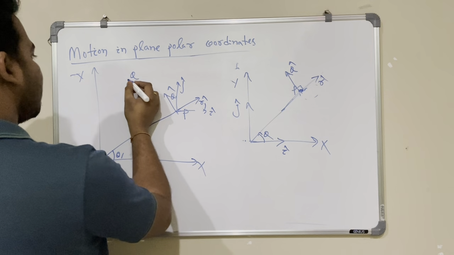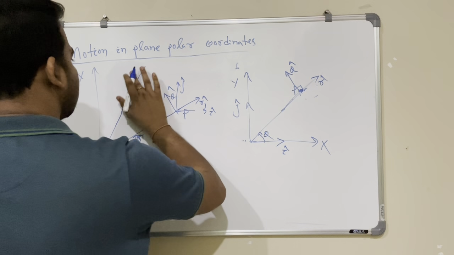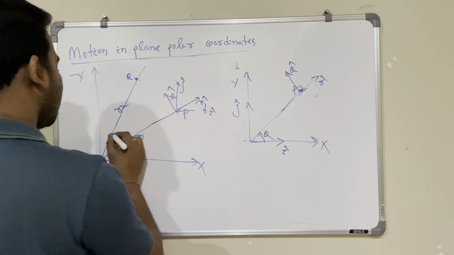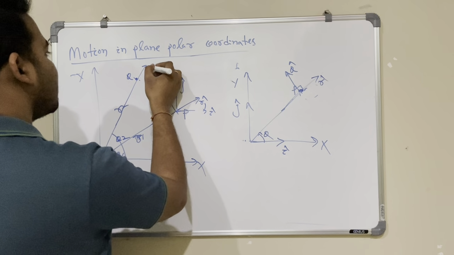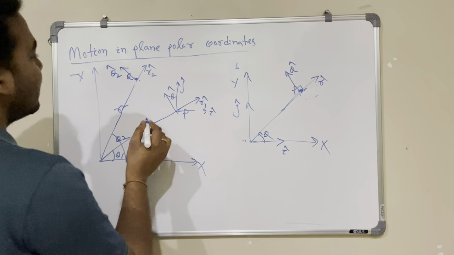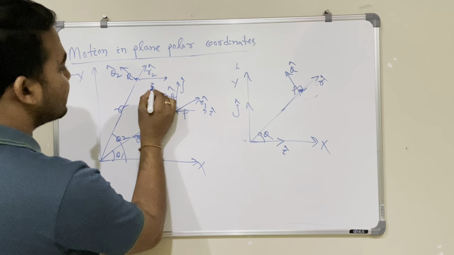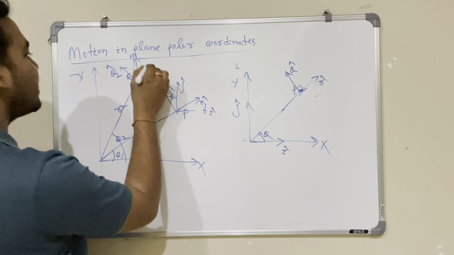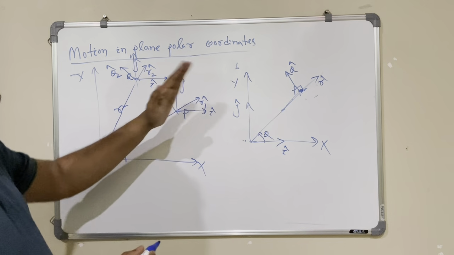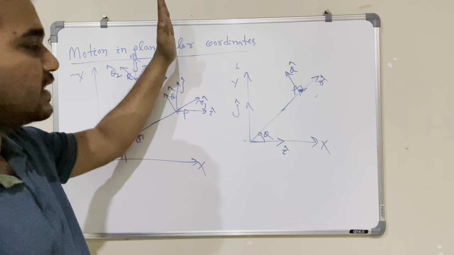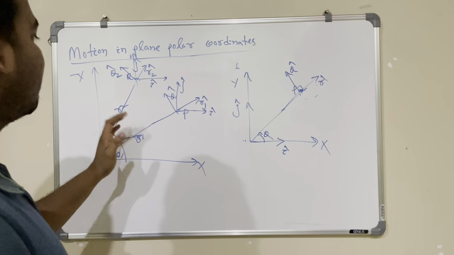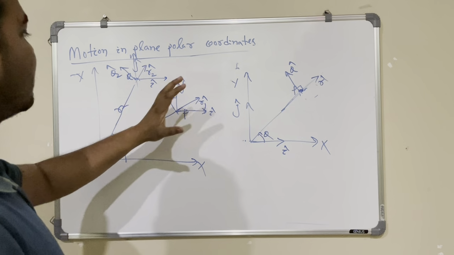Next, the situation at point Q. Let's say the distance at the point Q is r2 and the angle is theta 2. So this is the direction of r2 cap and this is the direction of theta 2 cap. And here the direction of i cap is parallel to the x-axis and j cap is parallel to the y-axis. So we see that the directions of i cap and j cap are fixed. That means they do not change with position. Going from theta 1 to theta 2, they do not change.